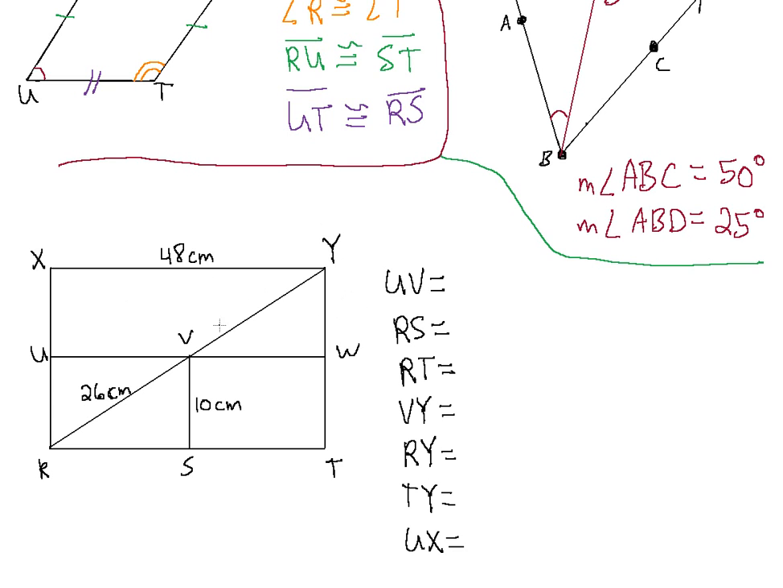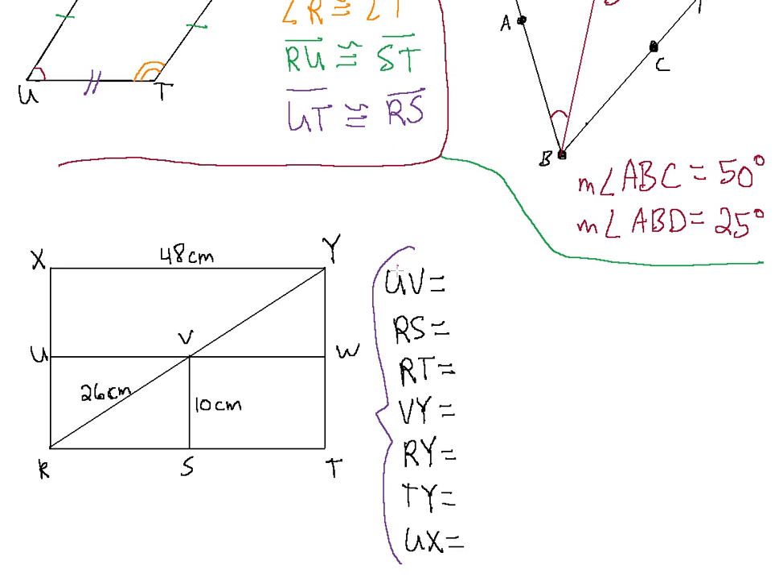But for now, we want to assume that the opposite sides are congruent and that point V is the midpoint of RY, this segment right here, and is also the midpoint of UW. That's very important, because knowing that V is the midpoint of these two segments can help us find all this information that we want to know. So let's go ahead and get started.